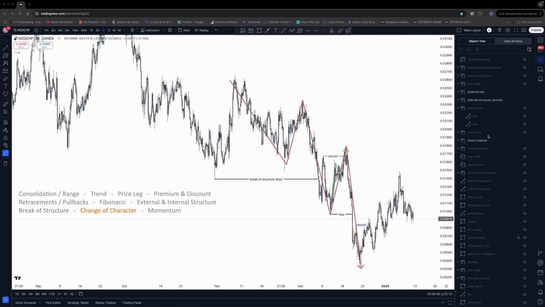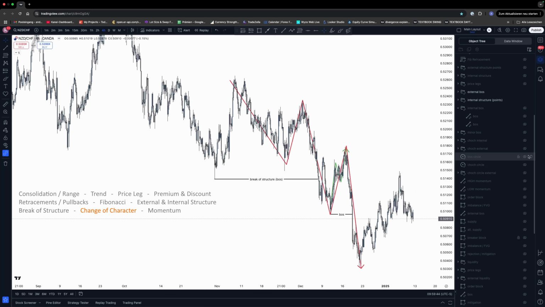Since this change of character is only internal, how would an external change of character and a true flip of our external, our general trend look like? It would look like this, okay? If price would continue up higher here and violate these external structure points, then we have a change of character of external structure, flipping from bearish to an overall bullish trend or market.